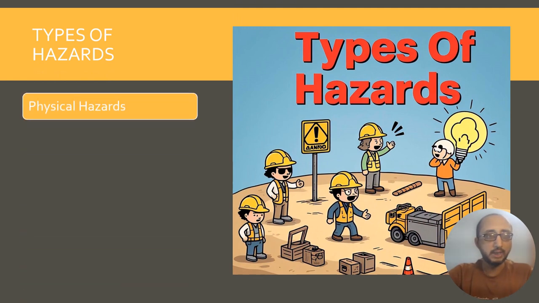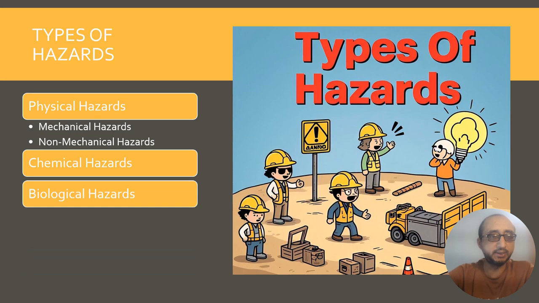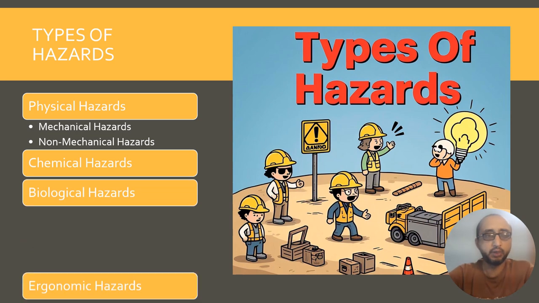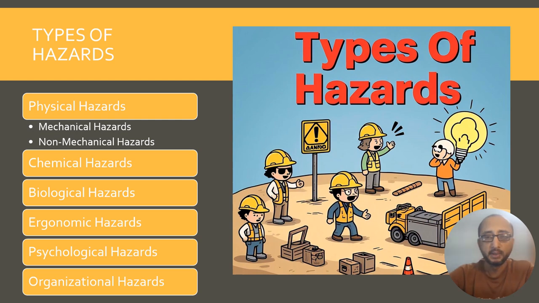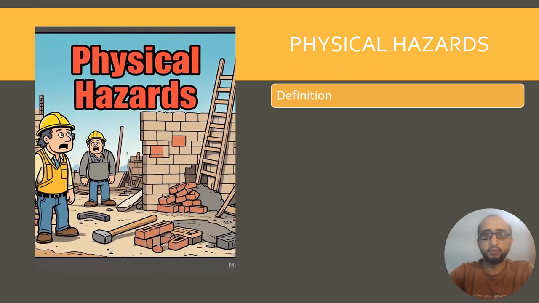Now let's look into the types of hazards. We have physical hazards, which we can subcategorize into mechanical hazards and non-mechanical hazards. Then we have chemical hazards, biological hazards, ergonomic hazards, psychological hazards, and organizational hazards. Let's now understand them one by one. So let's look into the physical hazards.